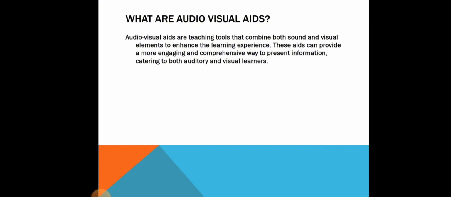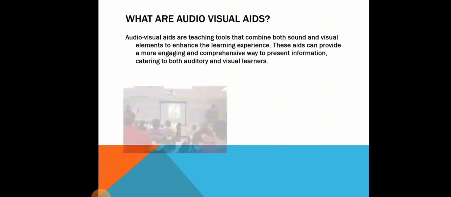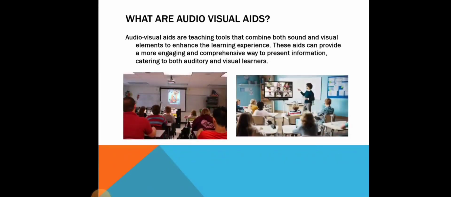Next, let's see what are audio-visual aids. Audio-visual aids are teaching tools which combine both sounds and visual elements to enhance the learning experience. So these aids can provide a more engaging and more comprehensive way to present information, which caters to both auditory and visual learners. So according to the pictures, here you can see a teacher shows a documentary for students, both visual and audio.